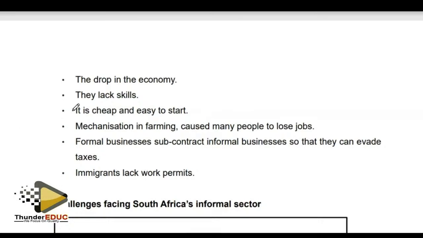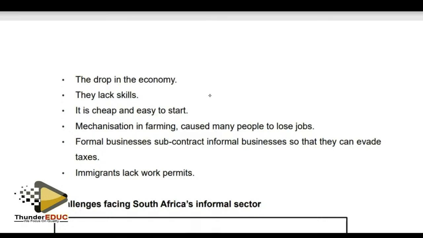Second, another reason is that it is cheap and easy to start, meaning it is not that complicated as compared to formal businesses. With formal businesses, there are a lot of things that need to be worked on, such as compliance with municipality laws, which makes it a bit expensive and not easy to start. Therefore, most people engage in informal businesses because it is easy and cheap to start.